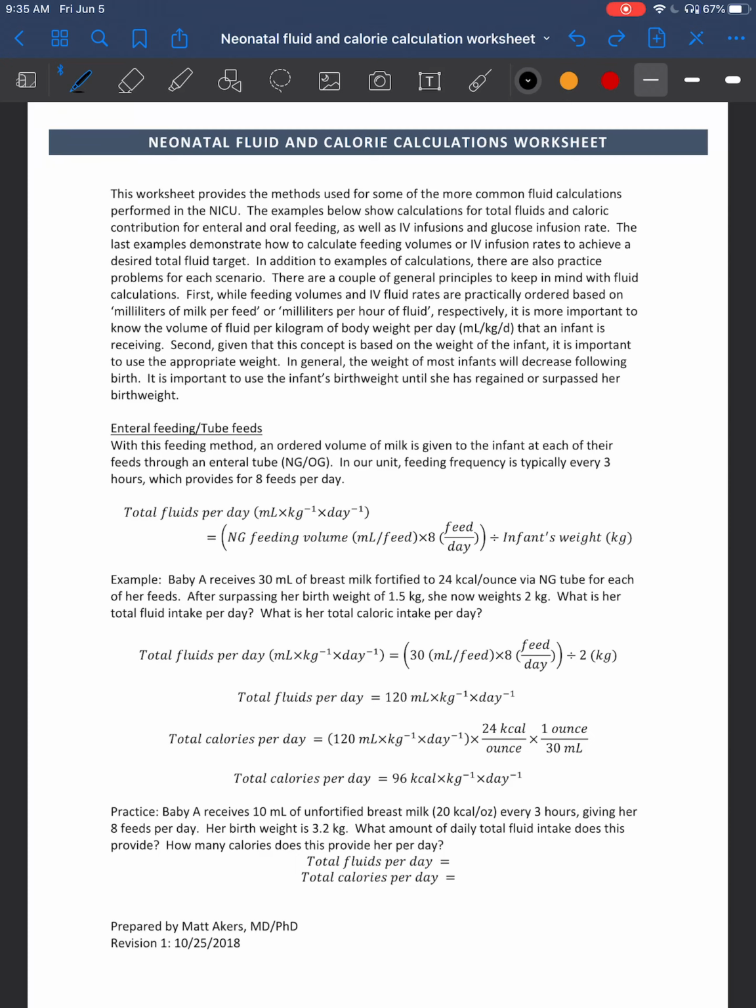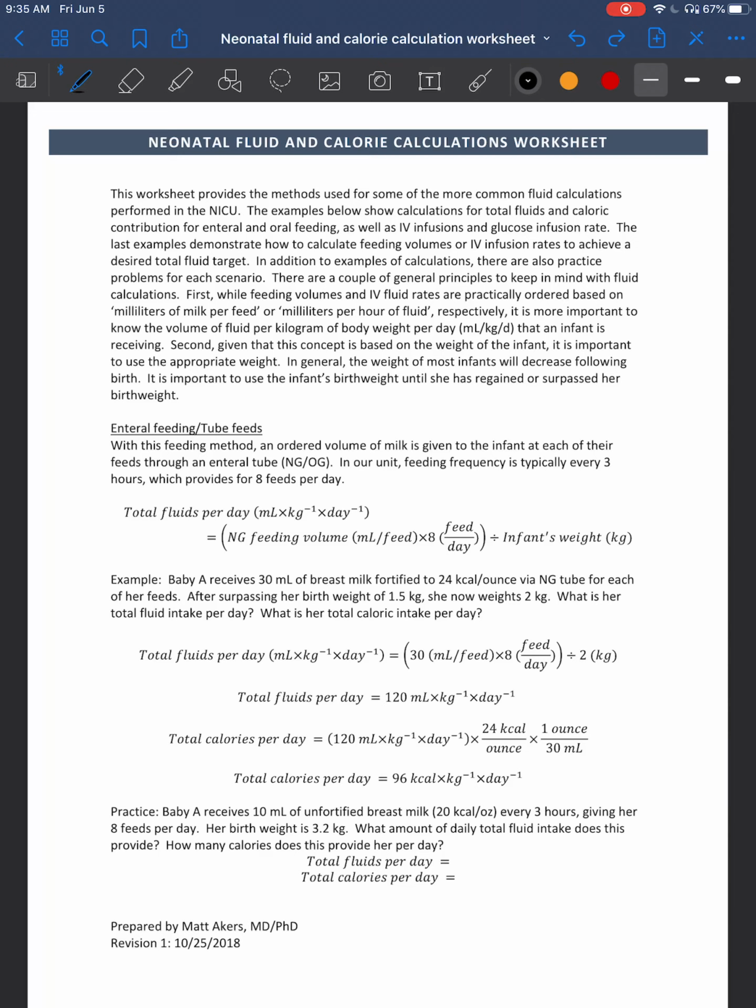First, while feeding volumes and IV fluid rates are practically ordered based on milliliters of milk per feed or milliliters per hour of fluid, it is more important to know the volume of fluid per kilogram of body weight per day that an infant is receiving.